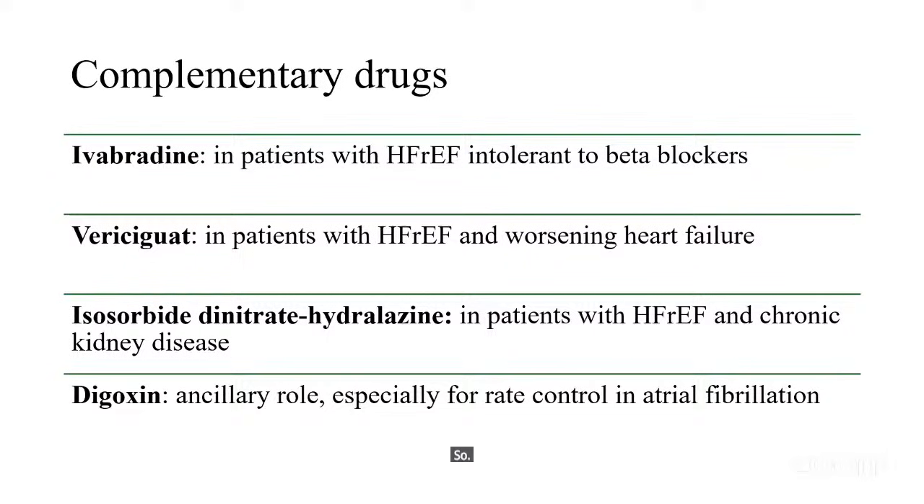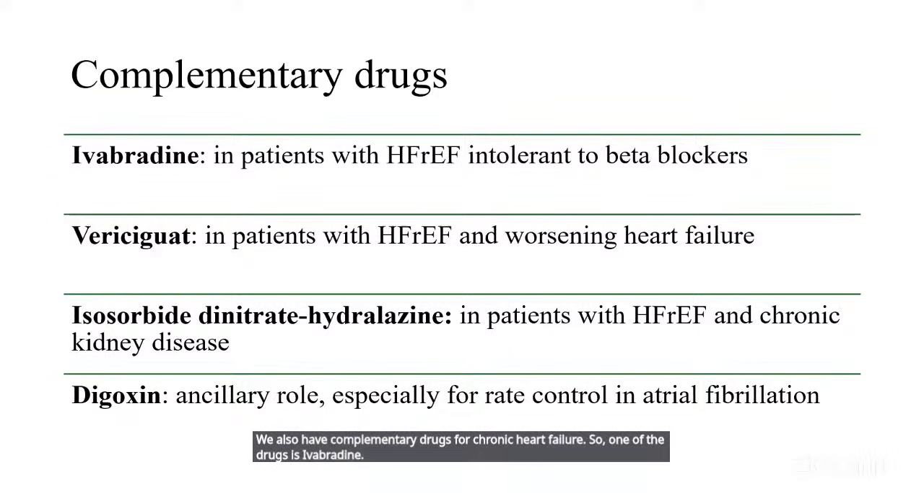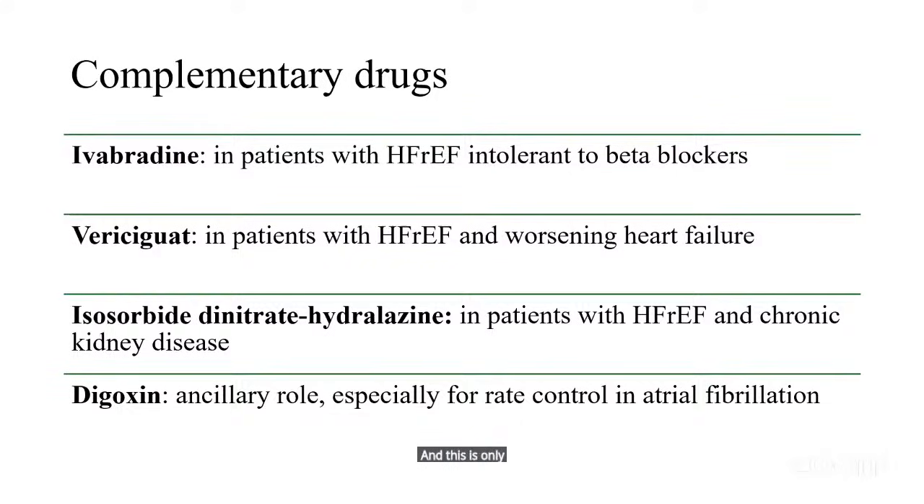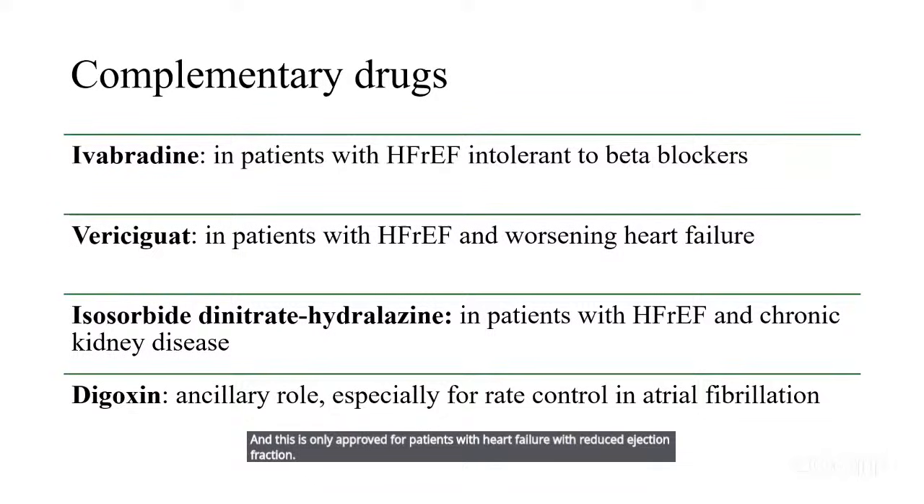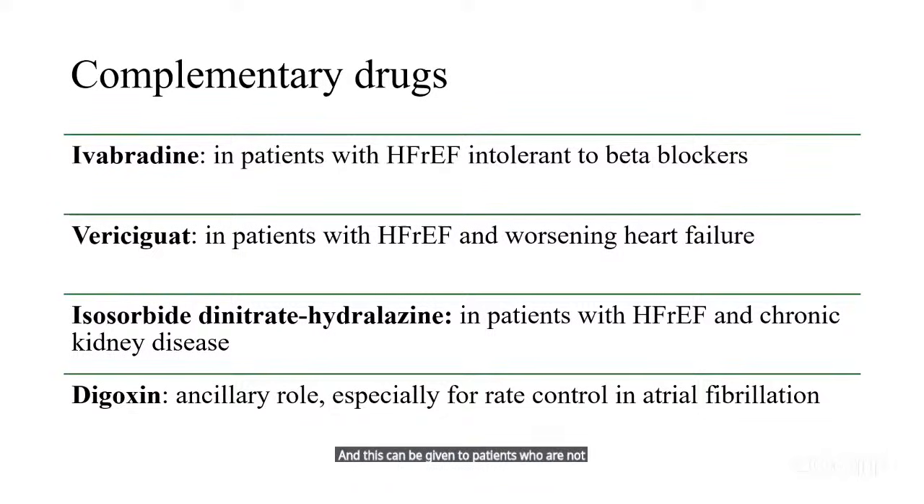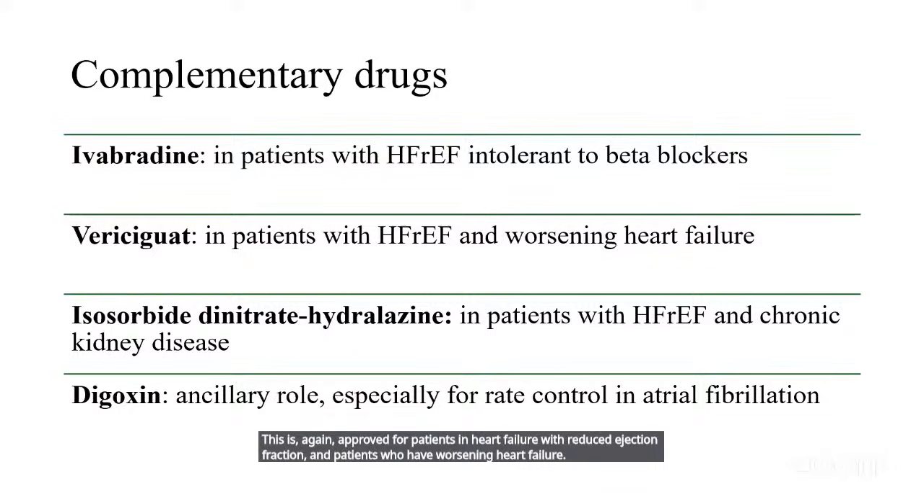Besides the drugs which have a mortality benefit, we also have complementary drugs for chronic heart failure. One of the drugs is ivabradine, and this is only approved for patients with heart failure with reduced ejection fraction. It can be given to patients who are not tolerating beta blockers. Then we have a newer drug, vericiguat. This is again approved for patients with heart failure with reduced ejection fraction and patients who have worsening heart failure despite the four pillars of therapy.